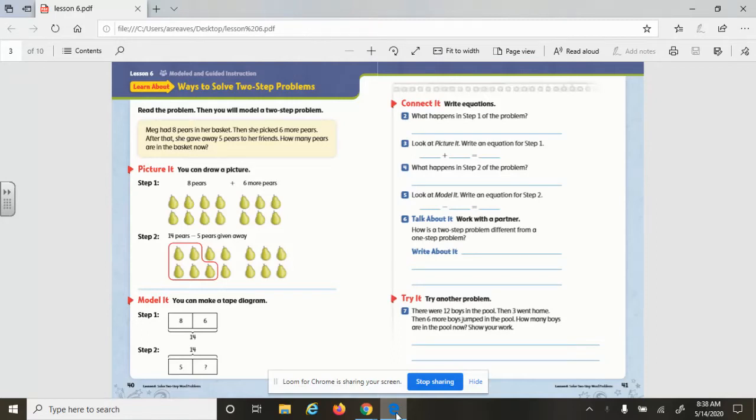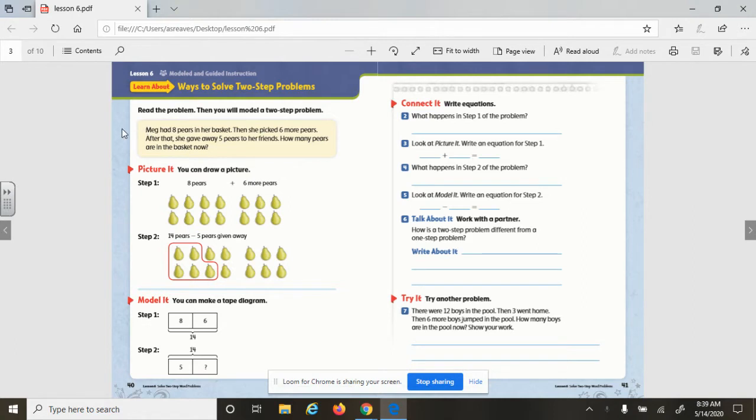Good morning, boys and girls. This morning we're going to be working on ways to solve two-step word problems. We're going to be using pages 40 and 41. Page 40 is going to show us an example of a problem, and then on page 41 we're going to answer some questions about that.